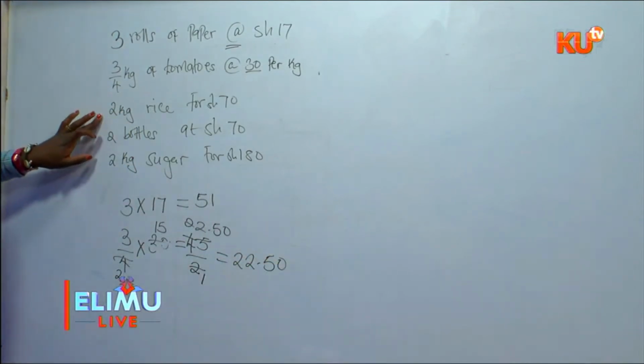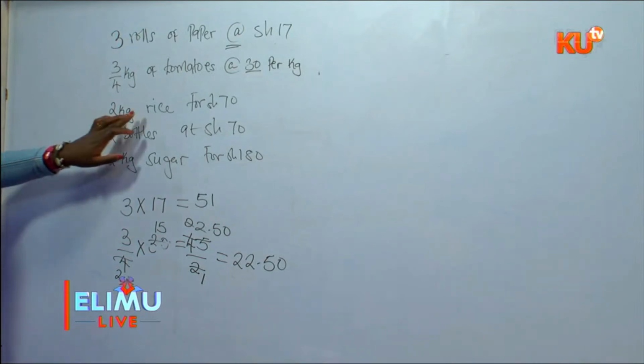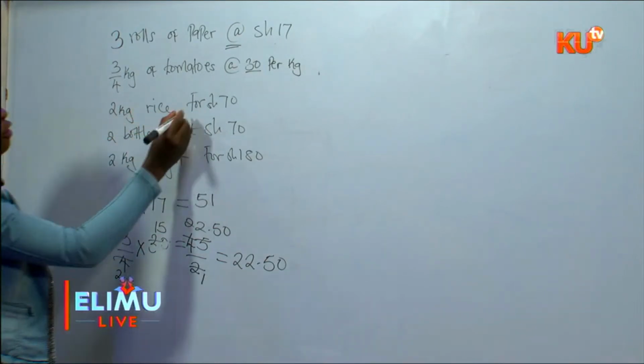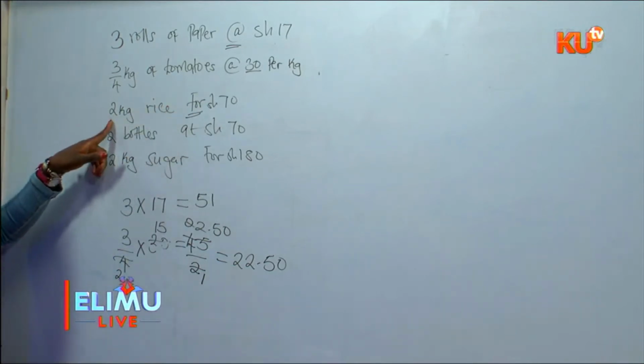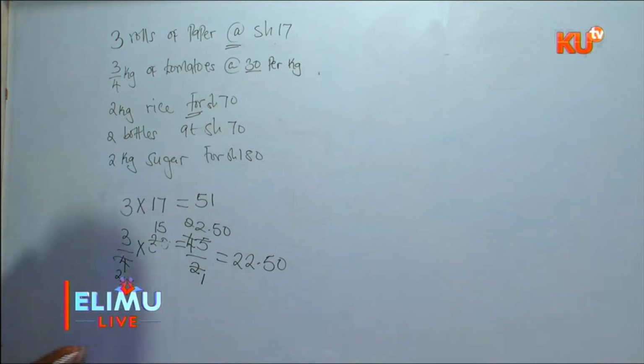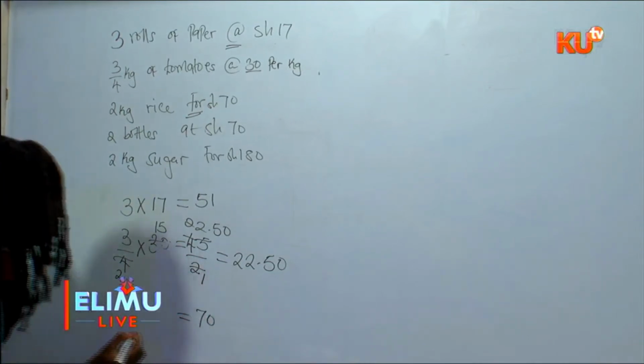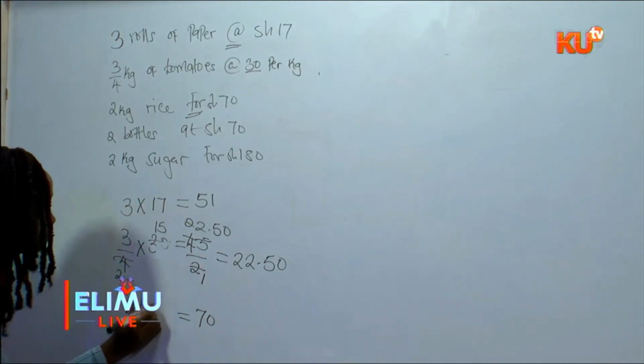Then we have 2 kgs of rice for 70 shillings. For represents the total cost of the item. So meaning the 2 kgs costed 70 shillings. So we'll come here and write 70 shillings for the 2 kgs of rice.